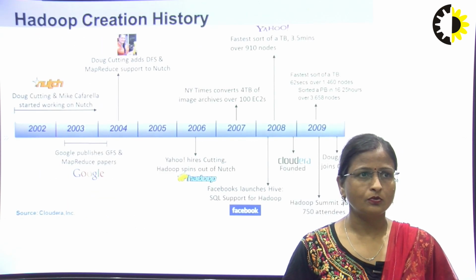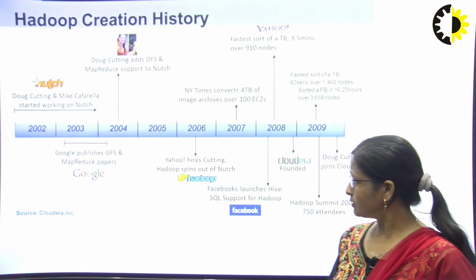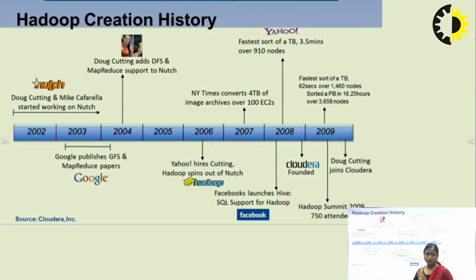Okay, so Hadoop. In this slide, there is 2002 and 2003. In 2002 and 2003, Doug Cutting and Mike Cafarella started working on Nutch. So in 2003, Google published a GFS related paper, that is the research paper, and Doug Cutting used that research paper, and Doug Cutting added DFS and MapReduce support to Nutch in 2004. Then in 2006, Yahoo hired Cutting and Hadoop spun out of Nutch.